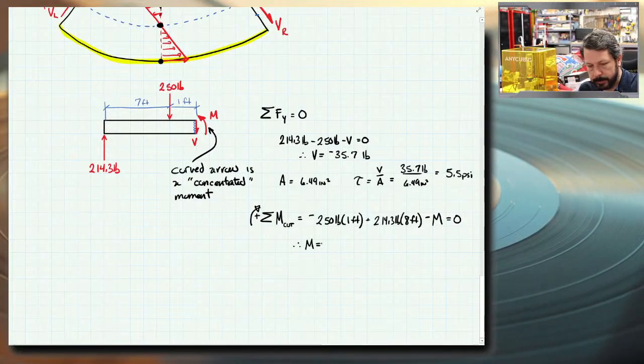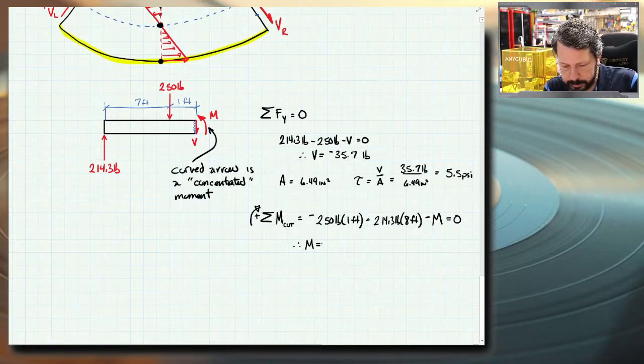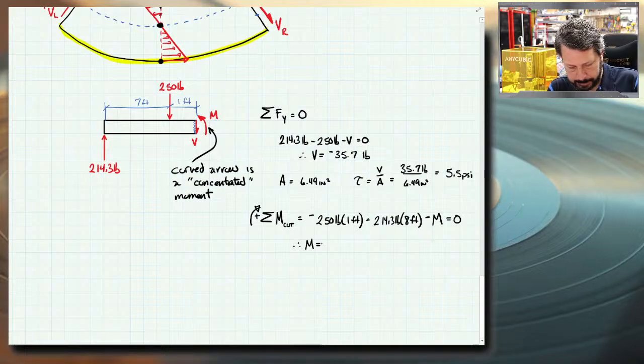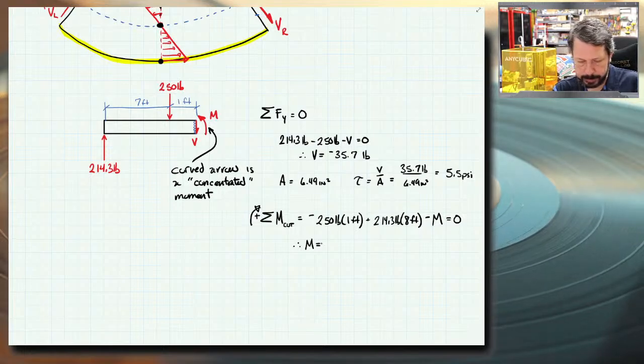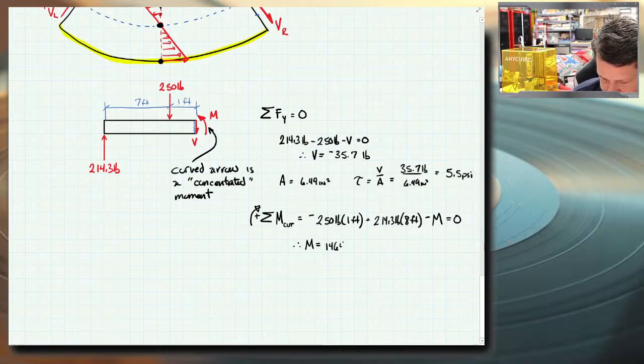And let's see. We get, well, 250 times 1 is 250. 214.3 times 8. And if I move M to the other side of the equal sign, it becomes positive. This term here would be positive, and I get M is 1464.4 foot-pounds, or I wrote them as pound-foot.